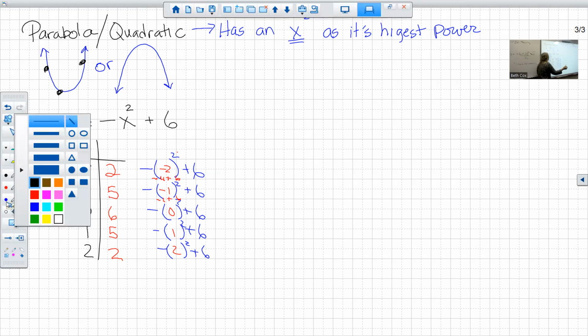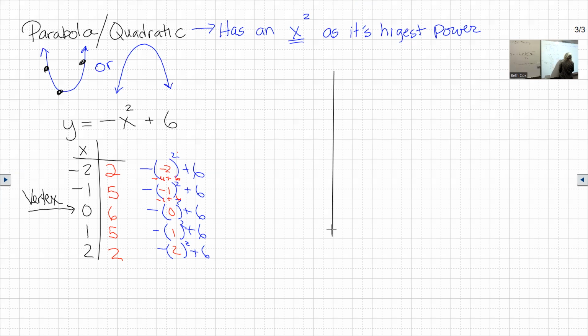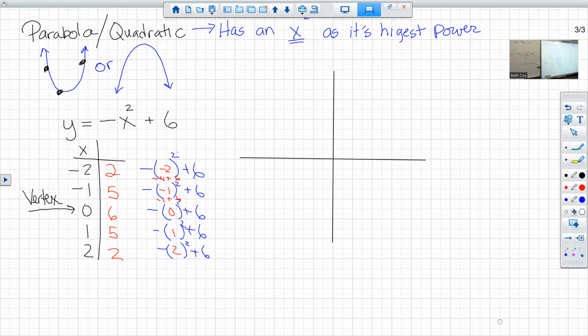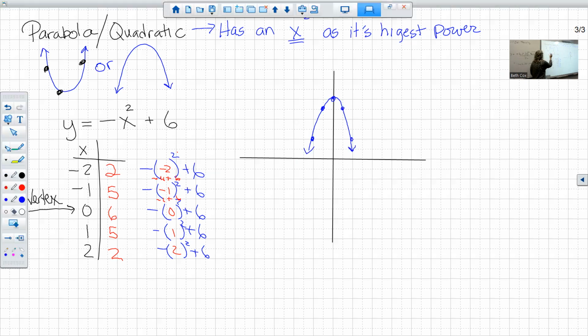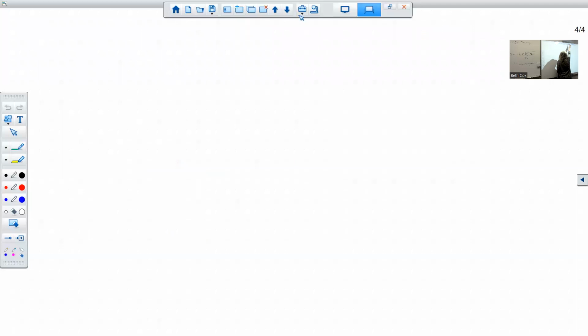I'm running out of time. So -2, 2, -1, 5, 0, 6, 1, 5, 2, 2. There's my shape. Shape number 3. How many shapes are we going to get to? I only got 10 minutes.